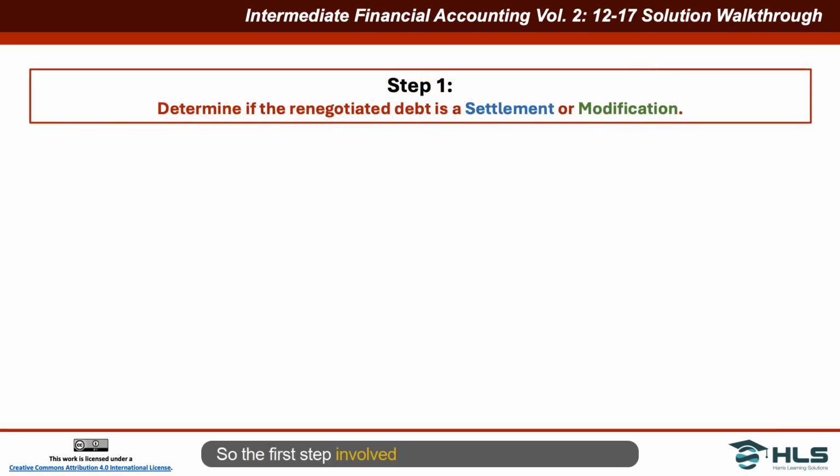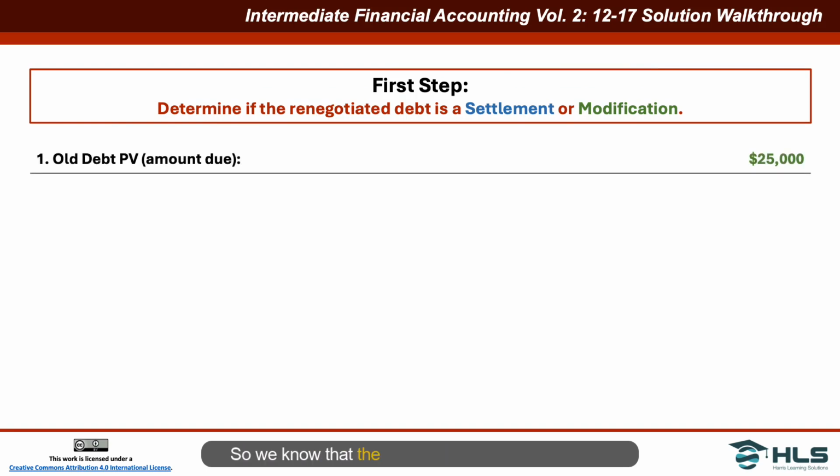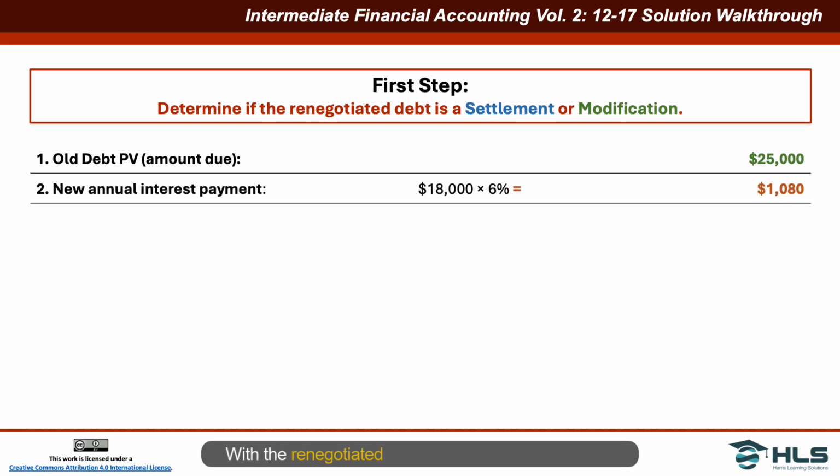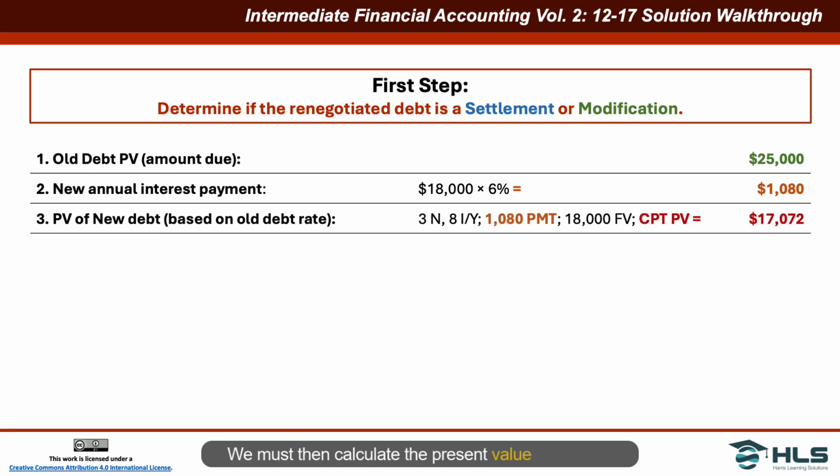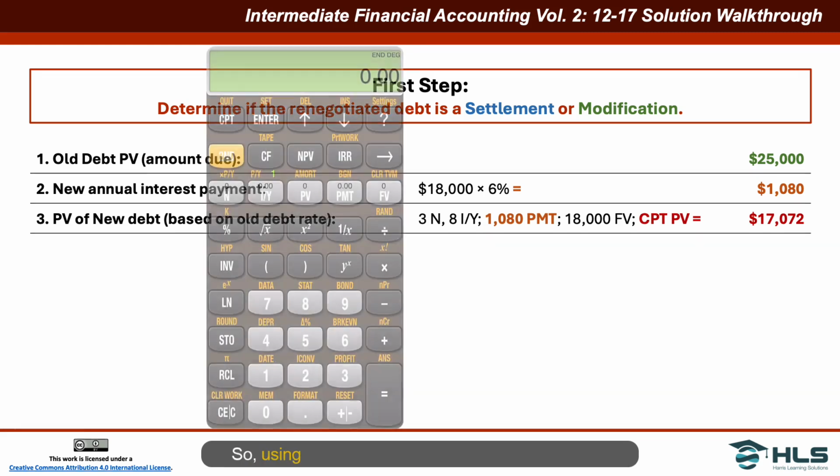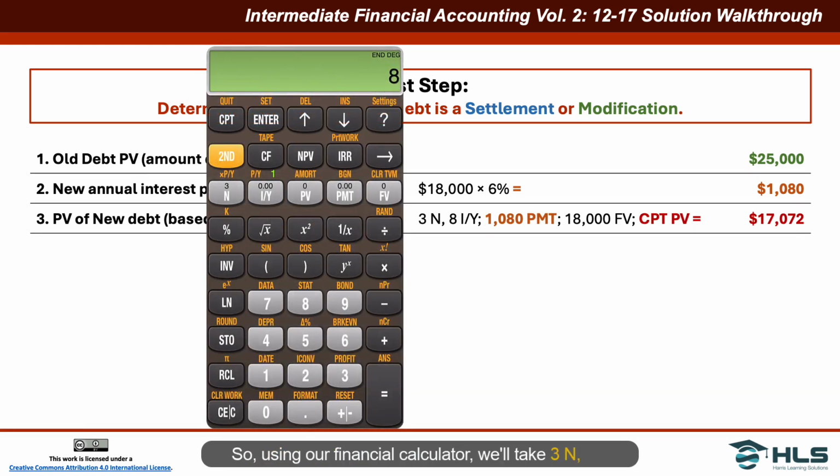So the first step involved in accounting for troubled debt is to determine if the renegotiated debt is a settlement or modification. So we know that the present value of the old debt is $25,000. That's the amount due today. With the renegotiated debt, the new interest payment would be 6% of $18,000 or $1,080 per year. We must then calculate the present value of the new debt based on the interest rate that was applied to the old debt. So using our financial calculator, we'll take 3N, 8 IY, 1080 PMT, and 18,000 FV, and compute the PV to be 17,072.